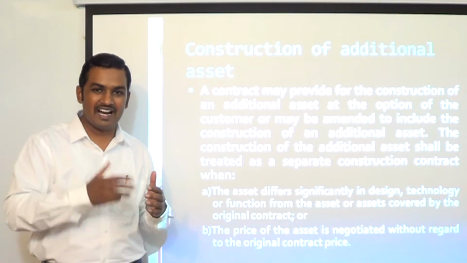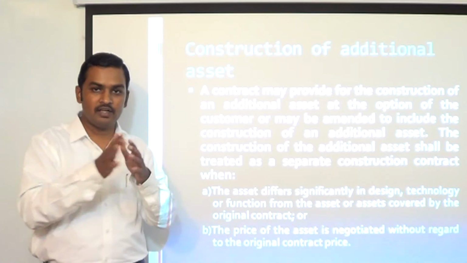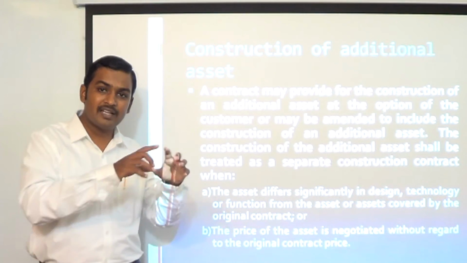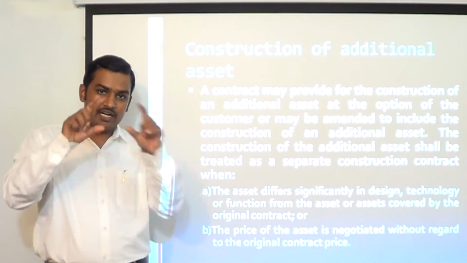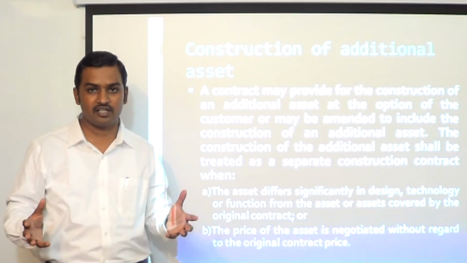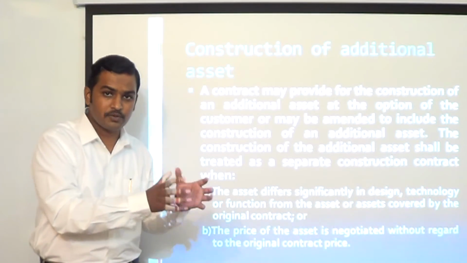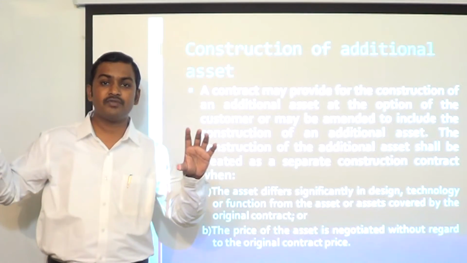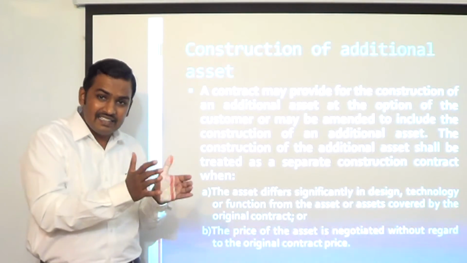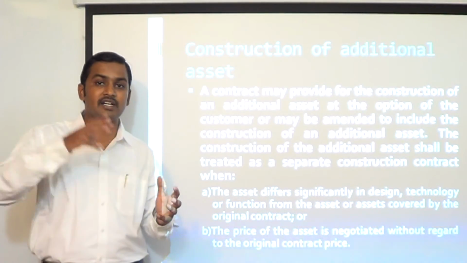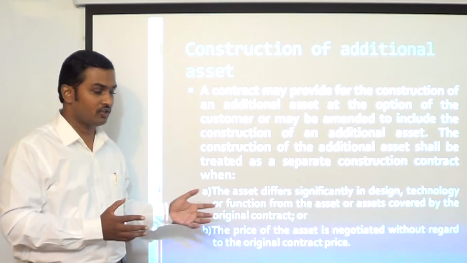Let us say the last example. The customer initially asked the contractor to build a transmission line. That is, work is completed. Now the customer wants the contractor to build a substation. Now, substation and transmission line are not the same in terms of design, technology, function, etc. And the price of the substation would be negotiated without any connection with the contract price for setting up the transmission line. In this case, this substation construction is considered as a separate contract instead of being considered as the same contract. So that is what we are going to discuss here.